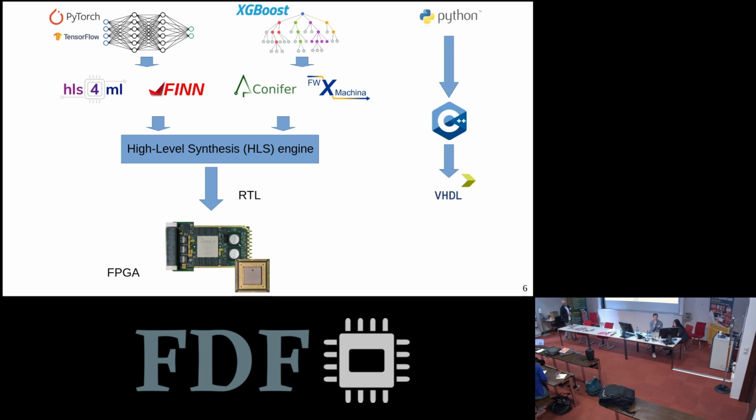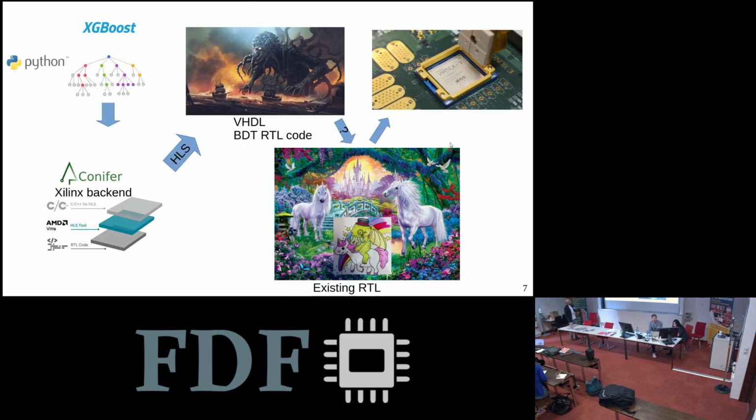In our case, the chips were Xilinx Virtex 7 chips with Vivado, so the Vitis HLS toolkit was used. So just now to understand what the flow is in our case. First we start with an XGBoost Python-trained model, and then it's fed into Conifer. Conifer has several backends, and I chose to use the Xilinx backend because it produced, from the latency perspective, the quickest design. And it produces RTL code that looks something like that on the top.